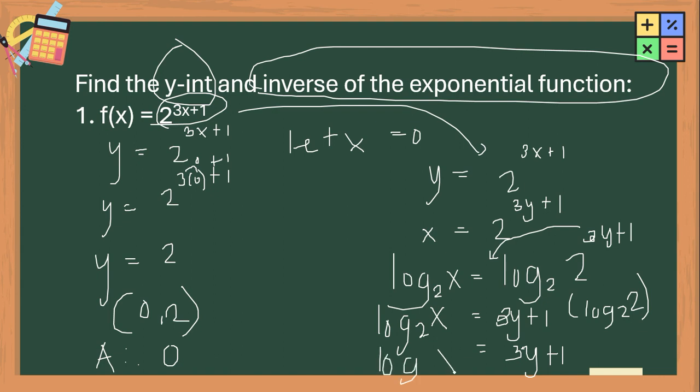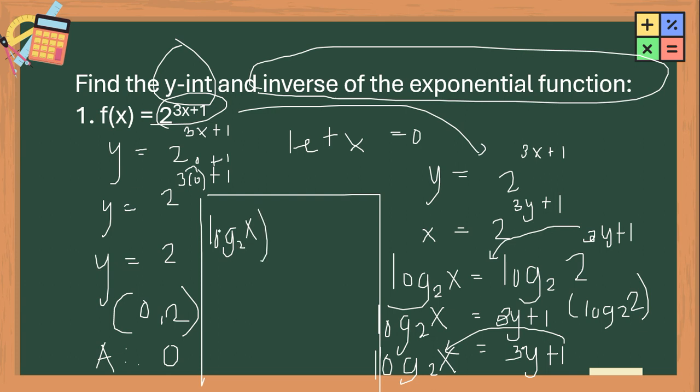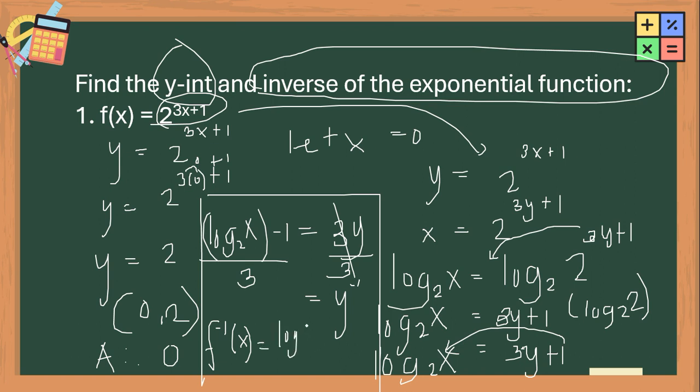And then, copy log x with a base of 2. Again, we need to transpose 1 to the other side. Then, our answer here should be log x with a base of 2 minus 1, then matitira si 3y. Then divide by 3, kasi kailangan natin hanapin yung inverse niya. Dapat y yung last po. We need to eliminate 3 para maging inverse na po, or negative 1. So, the answer here is f raised to negative 1 of x is equivalent to log x with the base of 2 minus 1 all over 3.